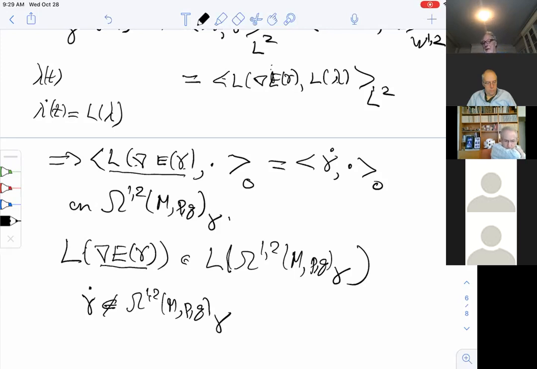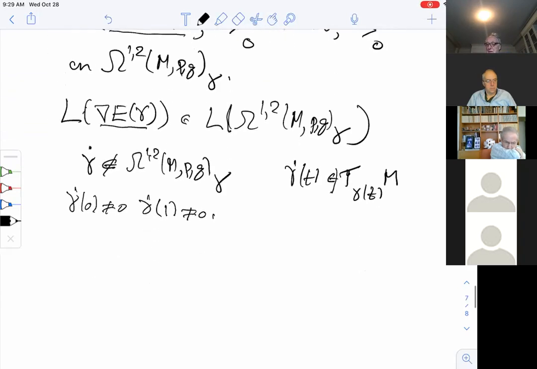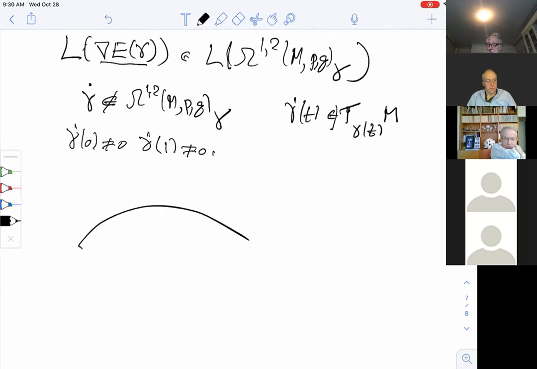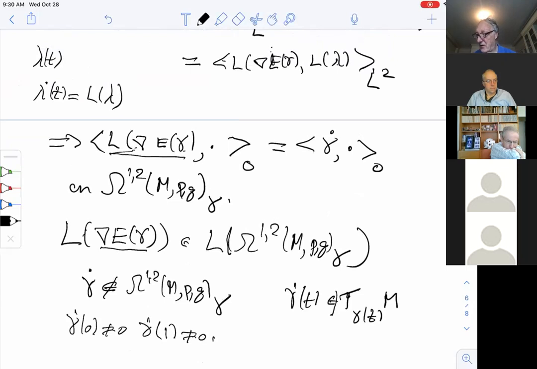I mean, it is true that the derivative, the gamma dot of t, is in the tangent space at gamma. Oh no, that's not even true, sorry. So this is not true, and there's no reason to expect gamma dot of 0 to be 0, and no reason to expect gamma dot of 1 to be 0. So it doesn't satisfy any of the conditions. Right? You have a curved manifold, and here's a path in a curved manifold, and you take the derivative of the curve at a point, you do not get something in the tangent space to the manifold, because the manifold's curving. So while gamma dot and L of the gradient have the same inner product, this does not lie in the tangent space. So these are not equal.